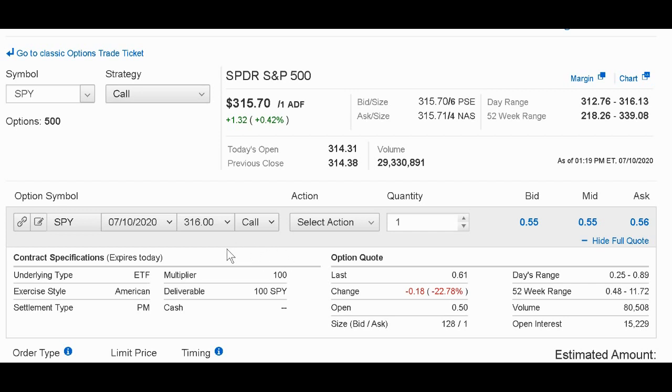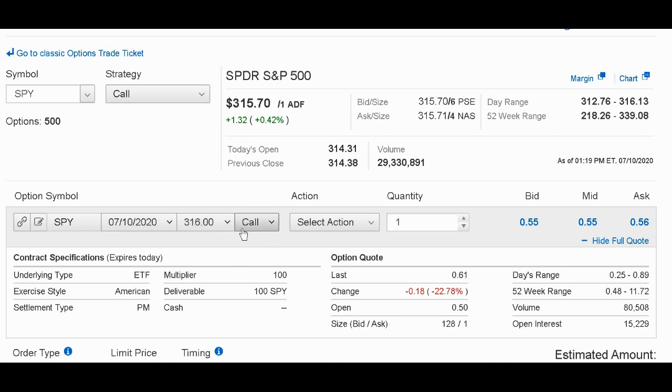The options market right now is calculating that, hey, the ETF went up, but not enough. It might not even reach 316. And so the options market is not too happy that it didn't go up enough. They wanted to see it go up more in comparison to the strike price.